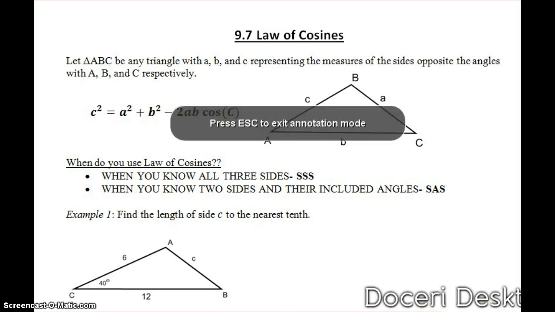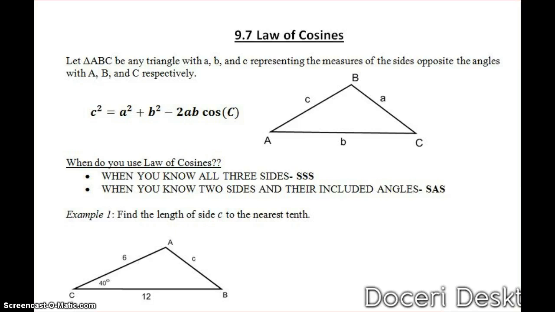Okay, so we're going to talk about lesson 9.7, the law of cosines. Yesterday we talked about 9.6, which is the law of sines. And we use the law of sines and the law of cosines when we have a triangle that's not necessarily a right triangle. This is the only time that we can use cosine and sine if it's not with a right triangle. We have triangle ABC, and the lowercase letters a, b, and c represent the sides of our triangle, and the uppercase A, B, and C represent the angles of our triangle.